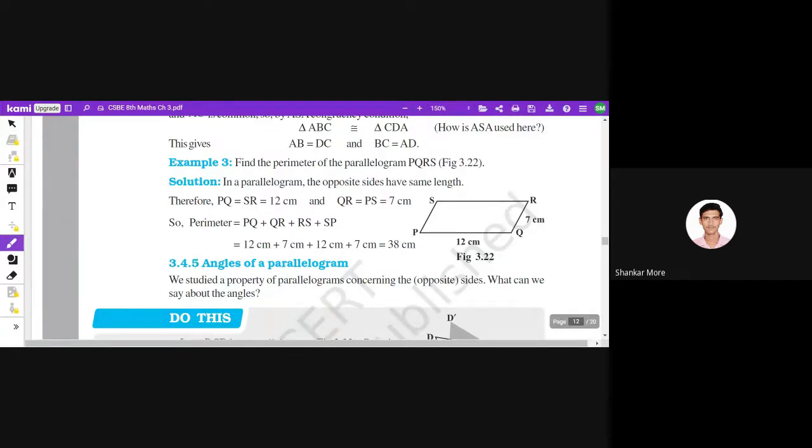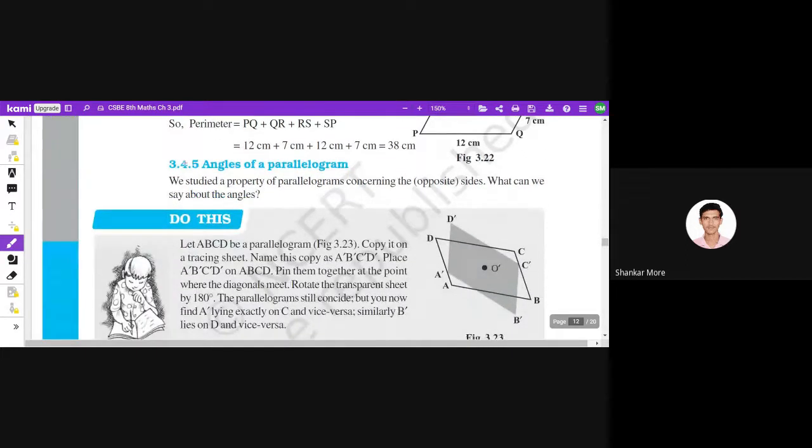Right? So perimeter की what is the formula for perimeter? It is PQ plus QR plus RS plus SP. So that is 12 plus 7 plus 12 plus 7, which is equal to 38 centimeter, right? So this was a very basic question. I hope everyone has understood this.